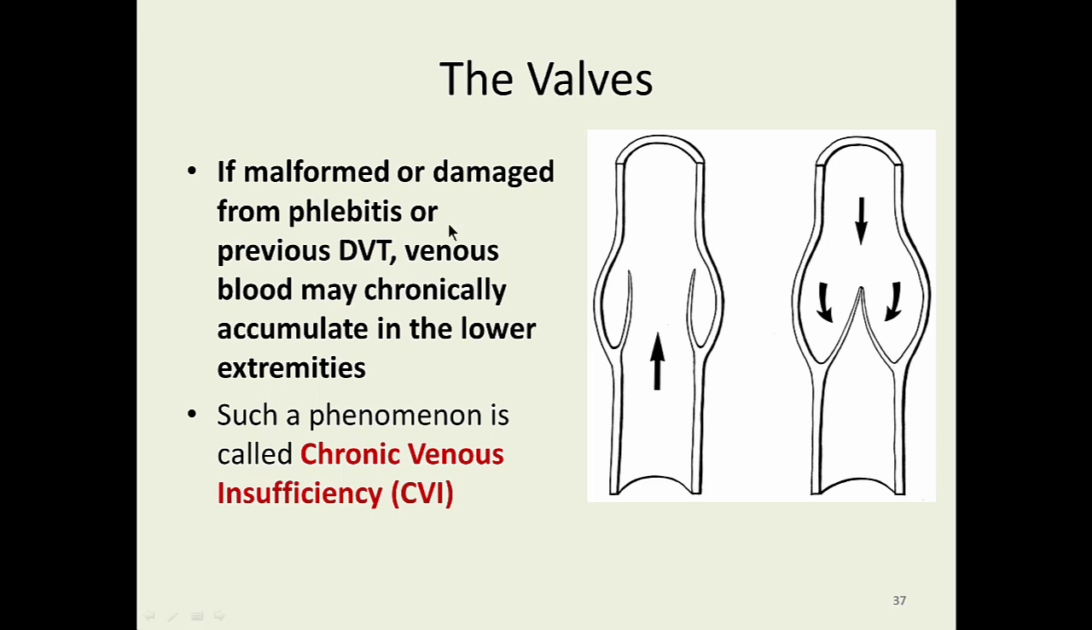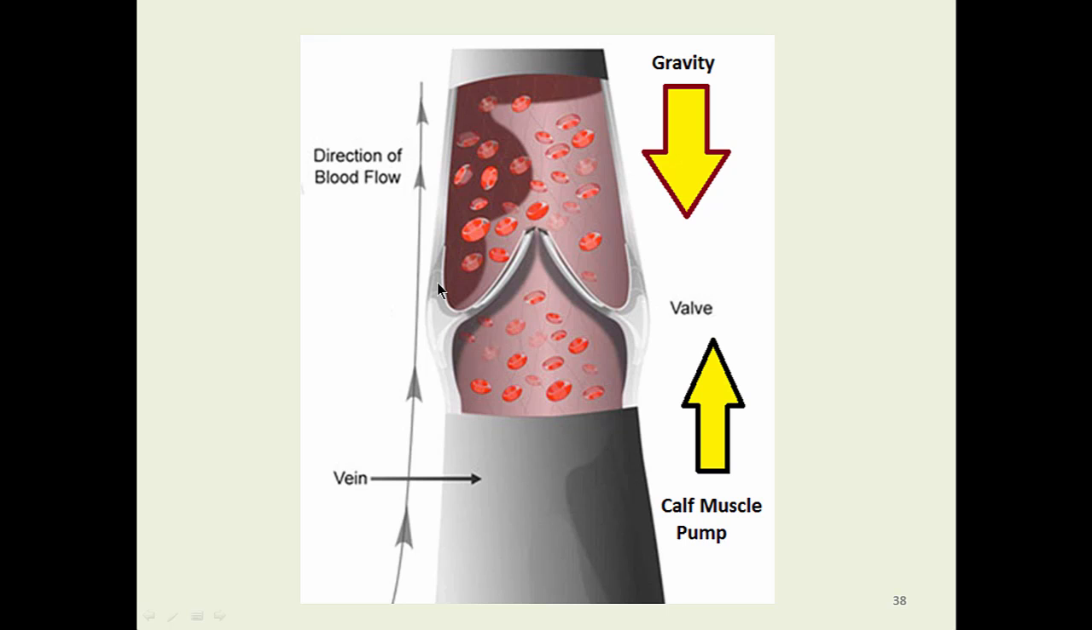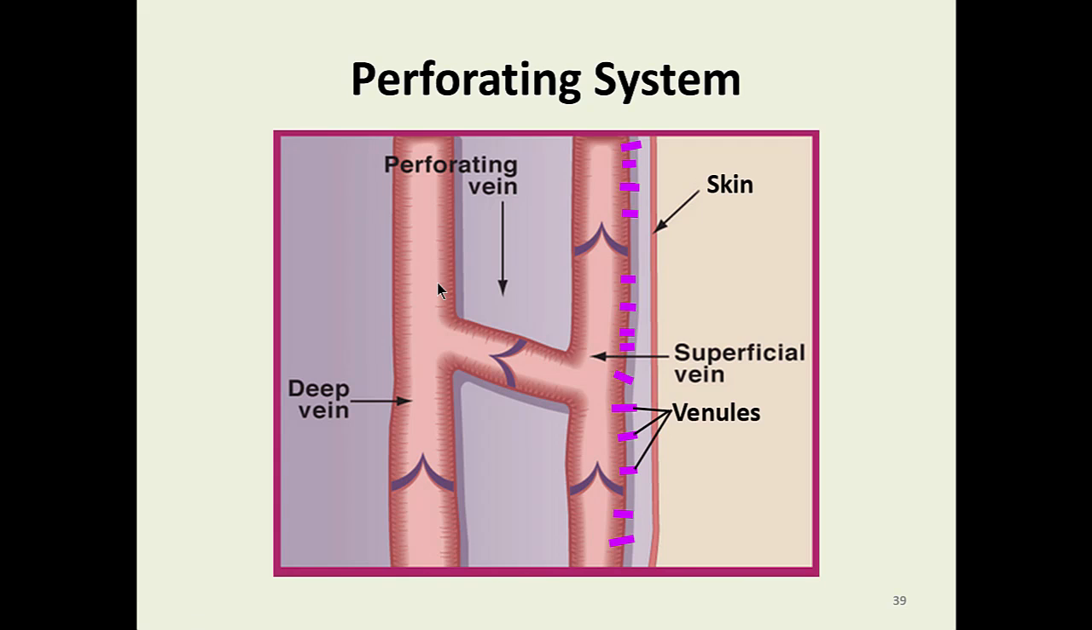So if the valves are damaged from phlebitis or from previous DVT, then you can develop what's called venous insufficiency or chronic venous insufficiency. We're going to talk about that more in a minute here. Here's the perforating system, a cartoon again, so you can understand.